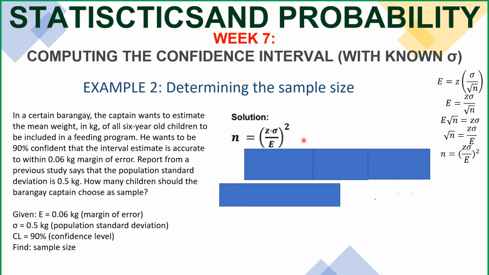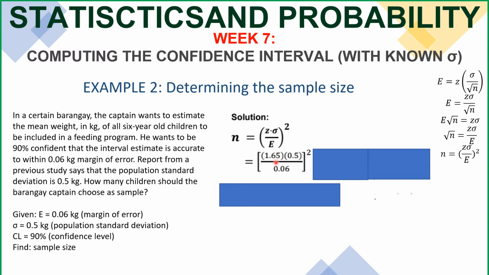Pwede na kayong, or kung pinapahanap man ito sa activity natin, pwedeng mag-jump na agad kayo dito. No need to do this. So, all we have to do pala dito in order to determine the sample size is to substitute the values. So, we have 1.65, which is the confidence level for 90% is 1.65, multiplied by the standard deviation of 0.5 all over the margin of error, which is 0.06 squared.